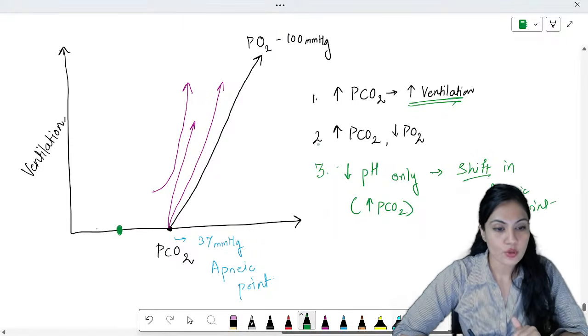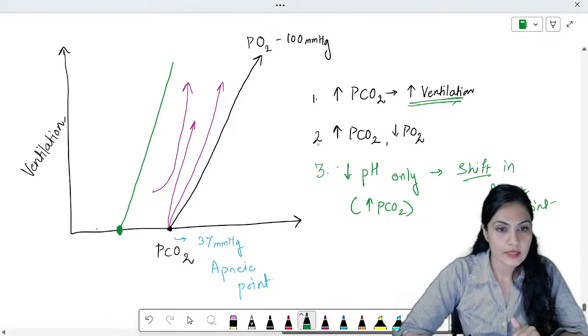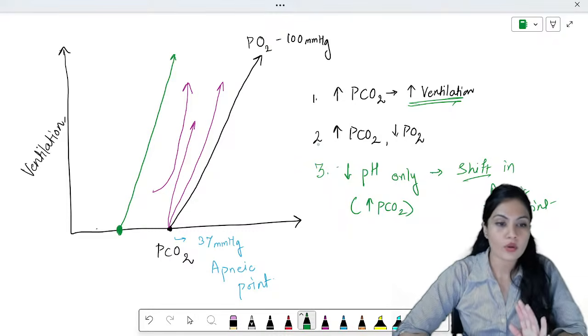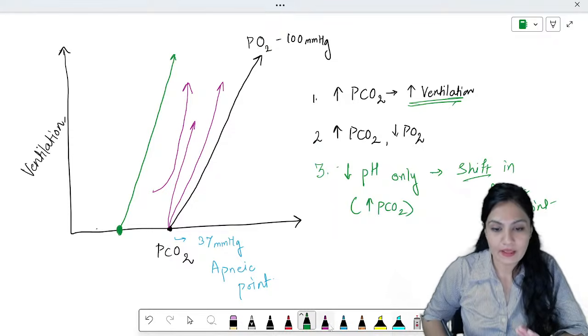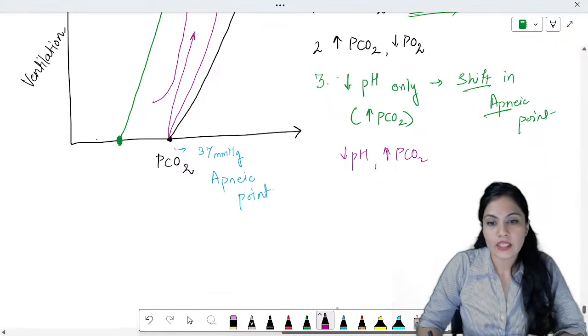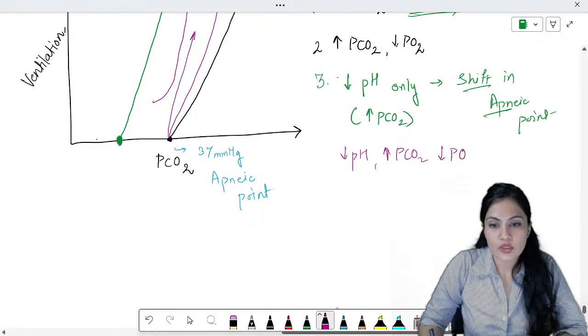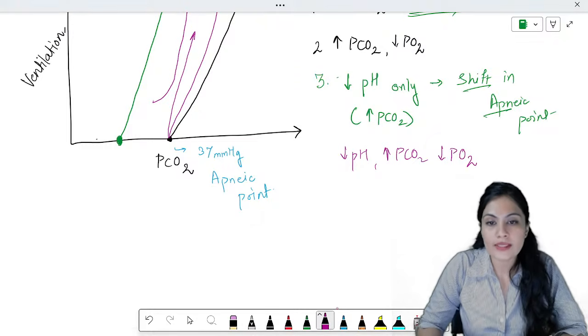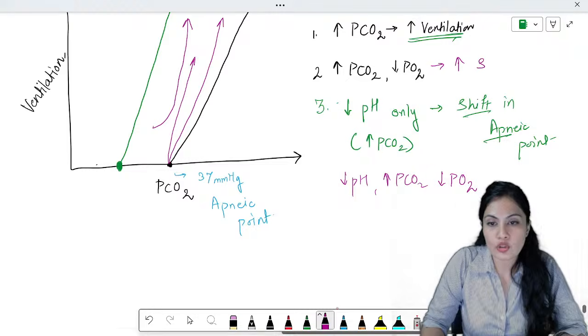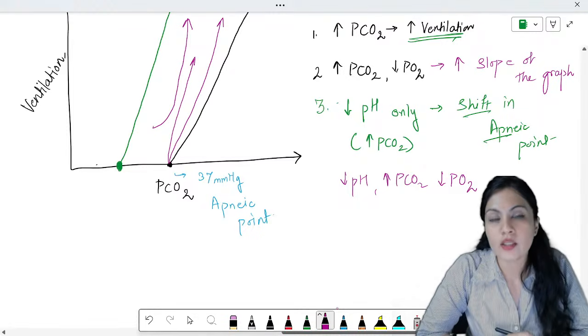All right. So if I draw the graph of increase in the PCO2, it is going to be parallel to that of the black color graph which we have already drawn in the first go, right? And if we have decrease in the pH, increase in the PCO2, as well as decrease in the partial pressure of oxygen, then all these three things combined, we are going to see, right? So over here what happened? Increase in the slope of the graph, but the apneic point was the same when hypercapnia and hypoxia together occurred, right?